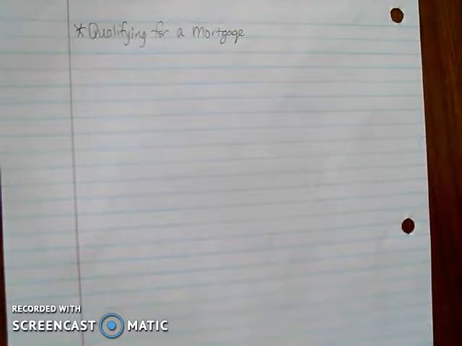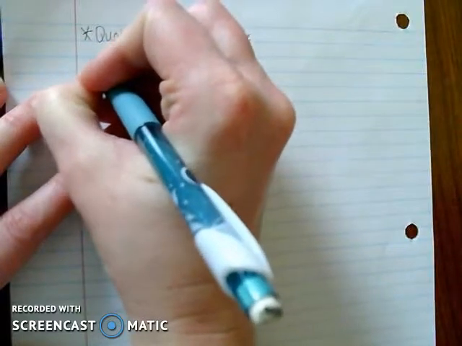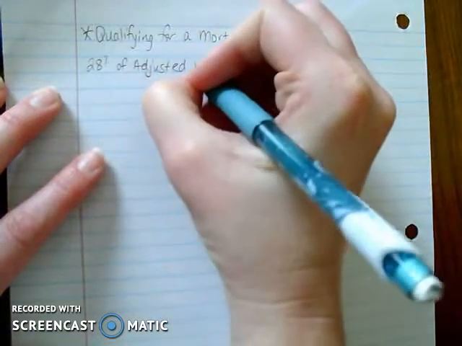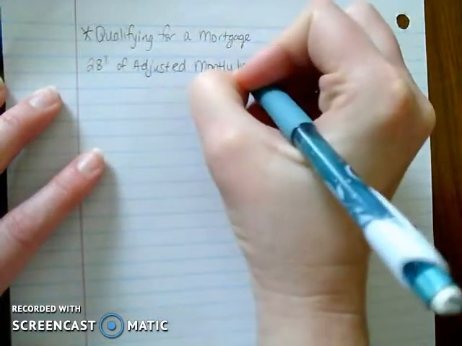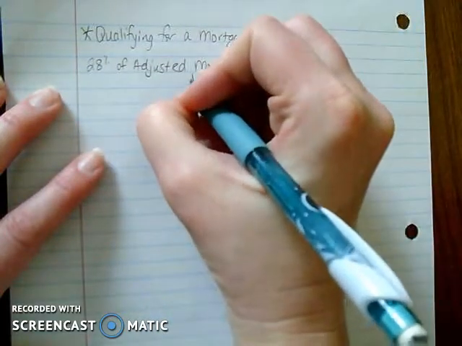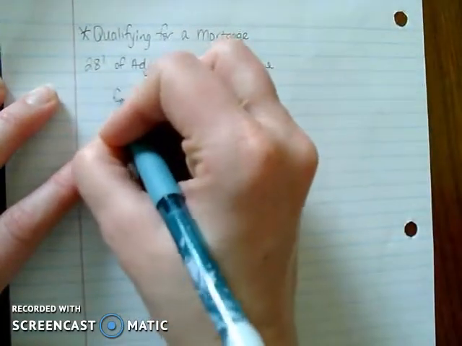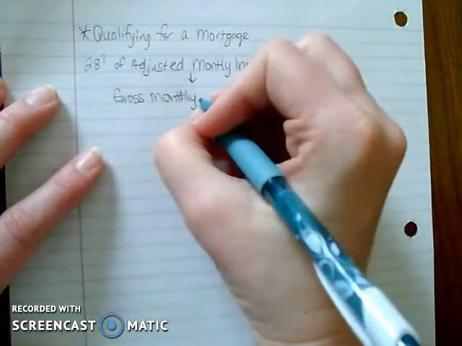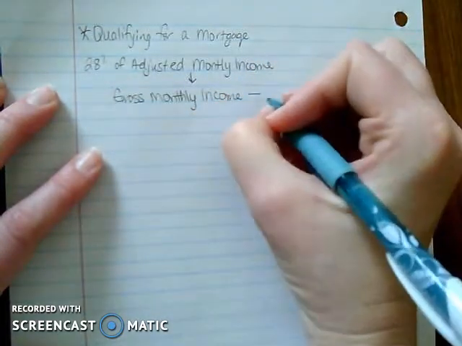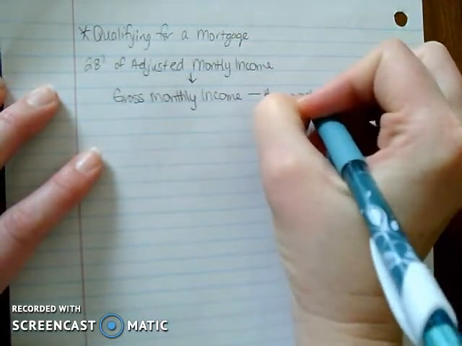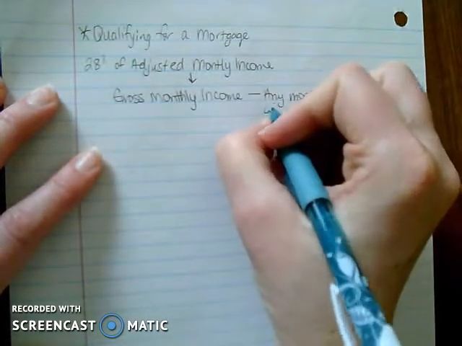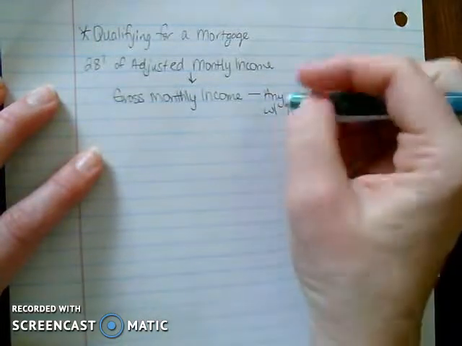So what our book does is it says for the most part, we're going to look at 28% of your adjusted monthly income. Okay, and to find your adjusted monthly income, you need to take your gross monthly income. Gross means before any taxes are taken out or anything like that. And then minus any monthly payments with more than 10 months left.